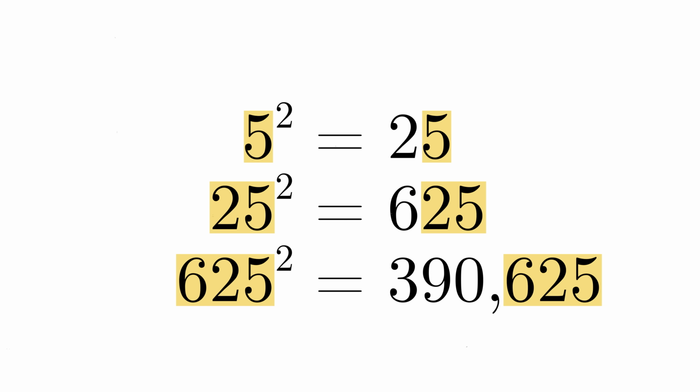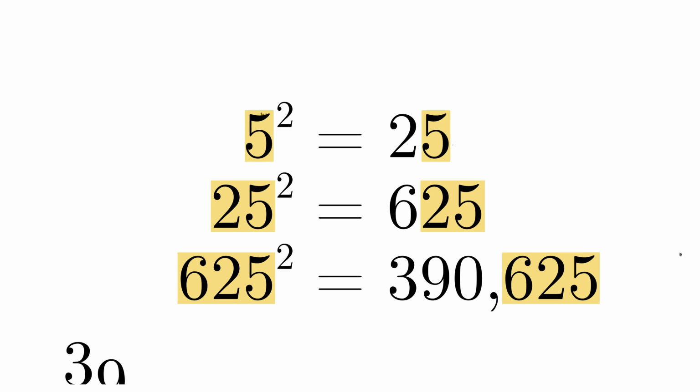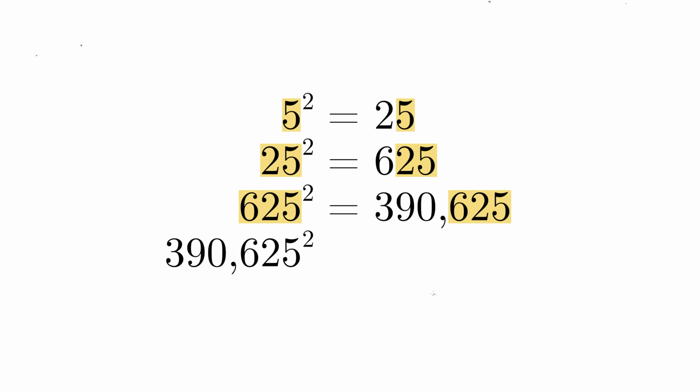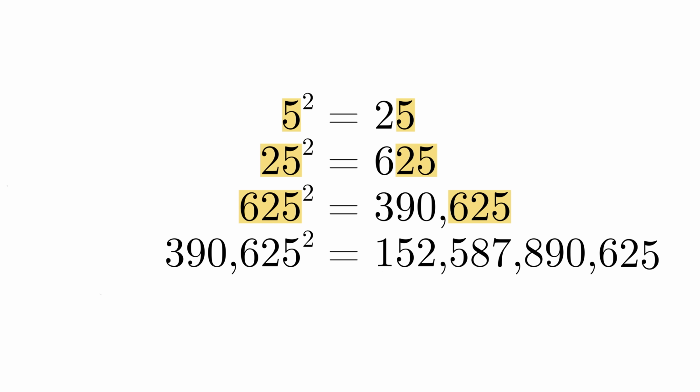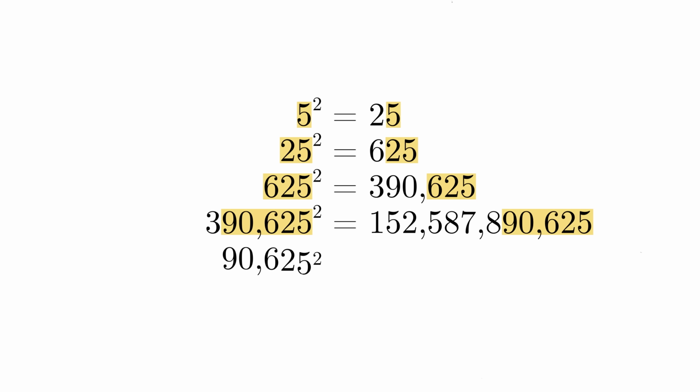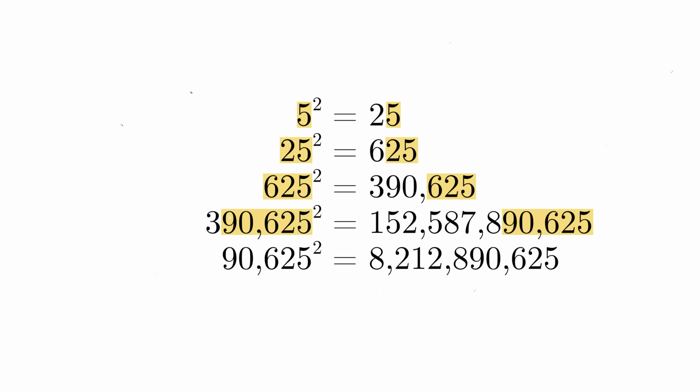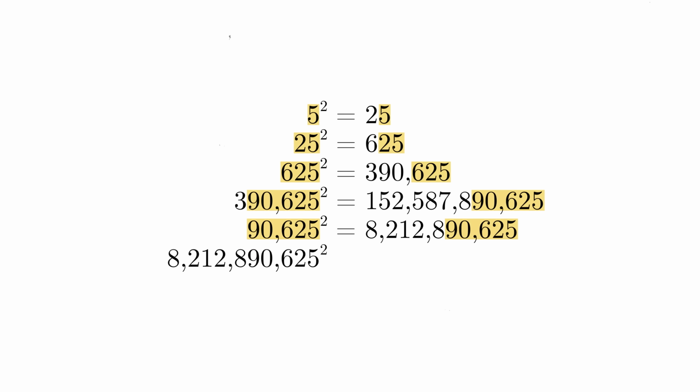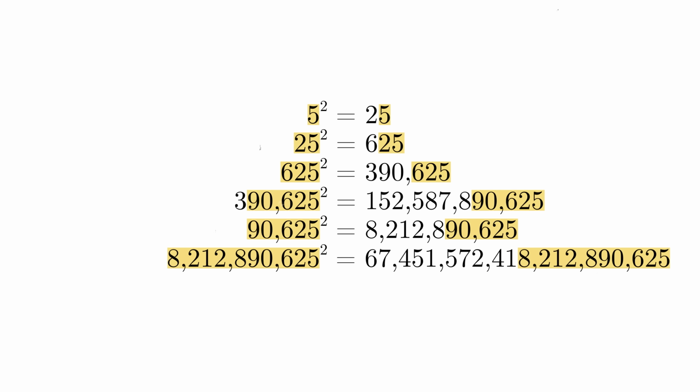So does this pattern continue? Well, let's try squaring 390,625. It doesn't quite end in itself, but the last 5 digits match, so it extends the pattern by a few places. So let's try squaring just that part, 90,625. Well, that does end in itself, and if we squared that whole number, it also ends in itself, and now we're up to 10 digits.